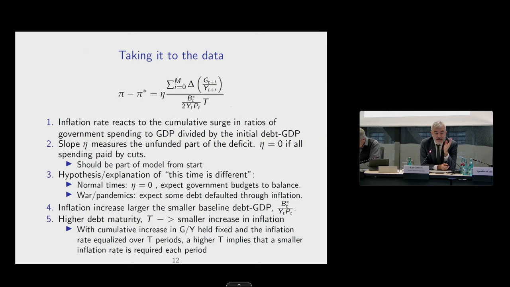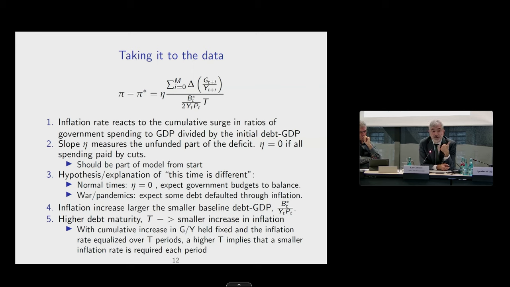They're going to take it to the data. This is the formula: the inflation rate reacts to a fiscal surge. I think everybody sees that from the formula. There's a slope that measures the amount of unfunded debt, and it probably should be part of the model from the start, if possible. So there's the hypothesis, which you can test, that this time is different. You could have eta equal to zero, and then everything is as usual, or you could have a positive eta, which tells you we're in a war or pandemic situation. The inflation increase is larger the bigger the baseline debt to GDP. Francesco pointed this out; I'll talk briefly about it in my comments. And the debt maturity is more straightforward, so I won't discuss that.